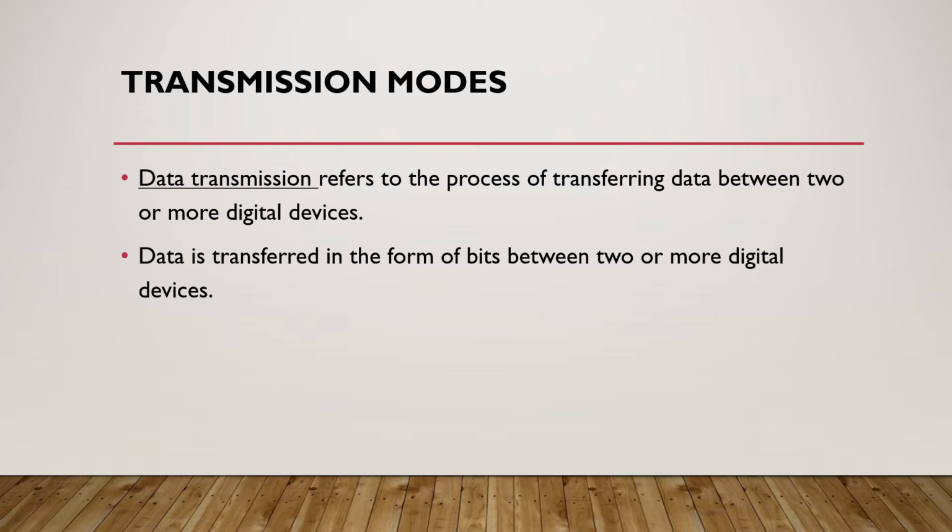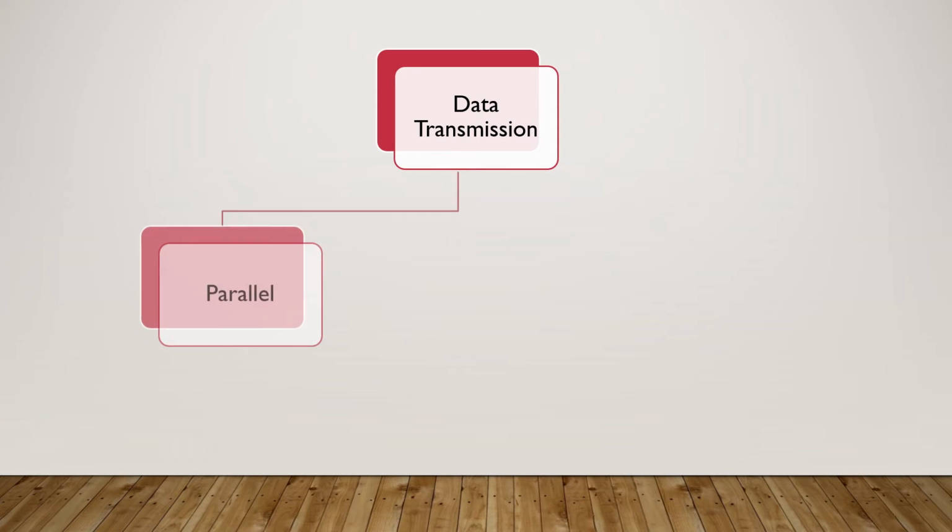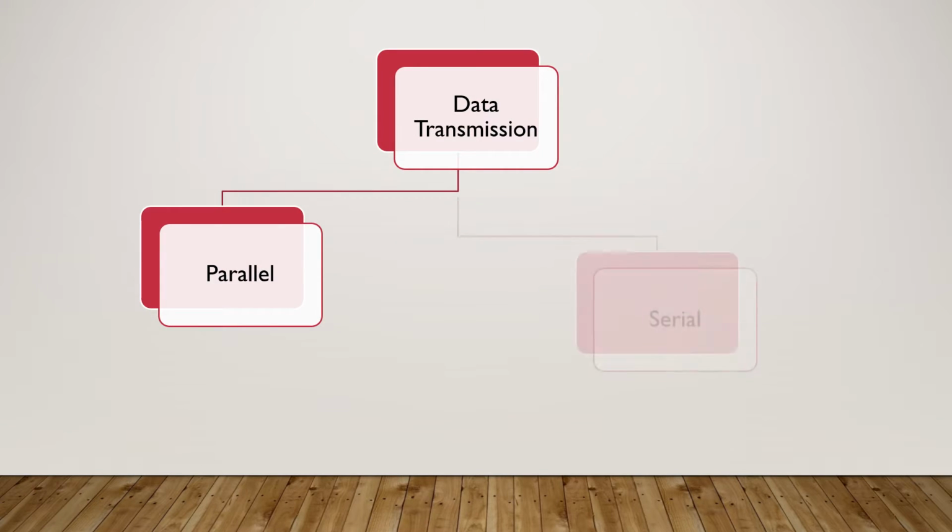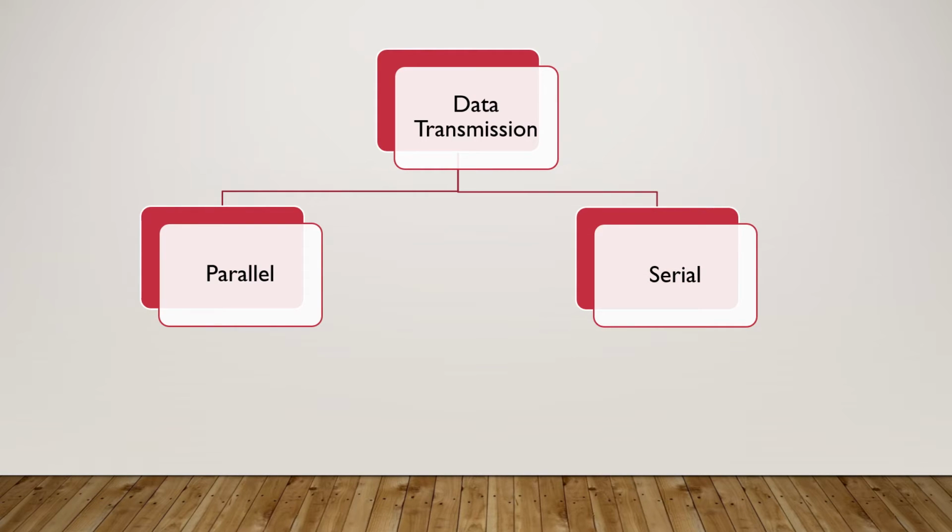There are two methods used to transmit data between digital devices that we'll discuss in this lecture. So these two methods are: first one parallel transmission, second one serial transmission. Parallel transmission sends multiple data bits at the same time over multiple channels, whereas serial data transmission sends data bits one after another over a single transmission channel.